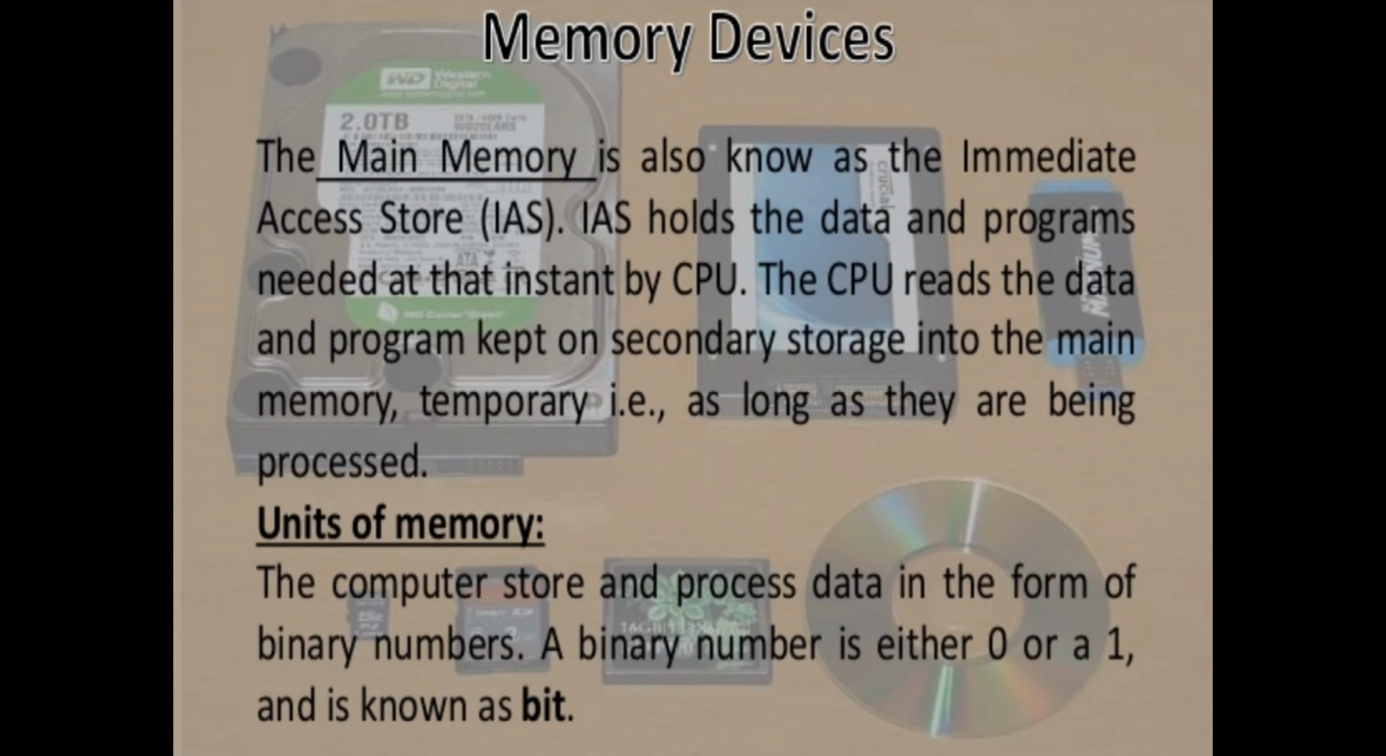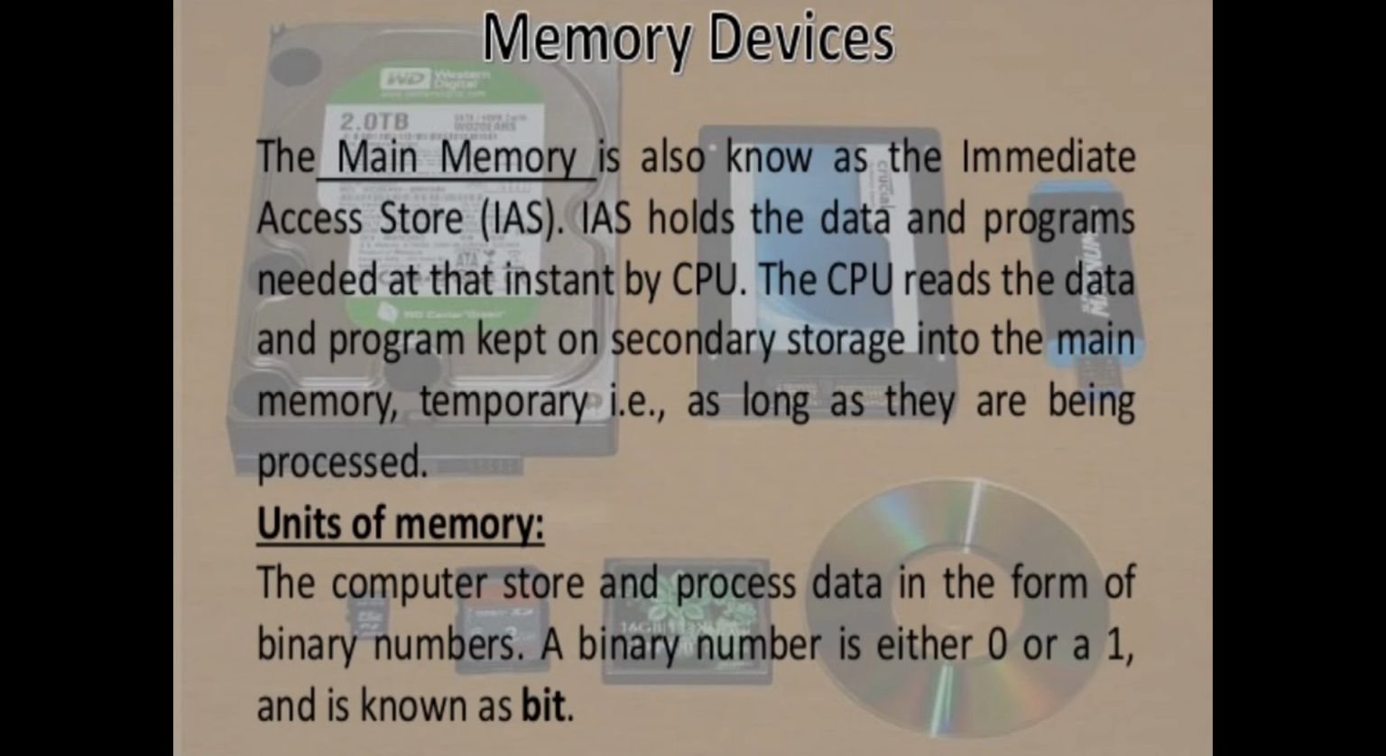So the memory device is the place of storage where we can store our data and programs before and after the processing. Memory devices are categorized in two parts: the main memory, also known as the primary memory, and the secondary storage memory, also known as the permanent memory. Main memory is the temporary memory. It stores the data which is currently being executed, but the secondary storage device holds the data permanently.